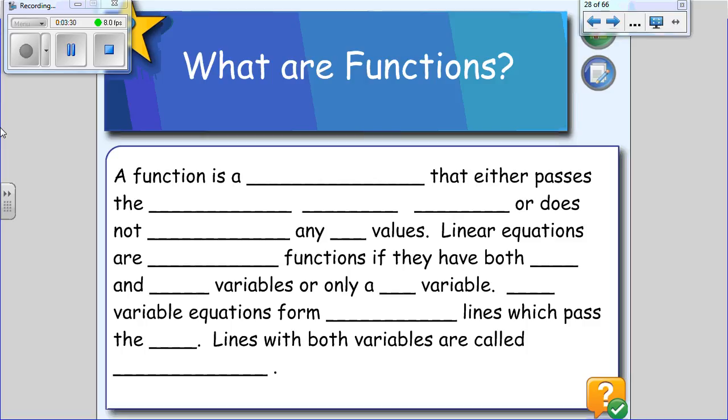You guys should have learned all about functions and equations and the difference between functions and equations. A function is a function when it passes the vertical line test. An equation is a function if it passes the vertical line test.